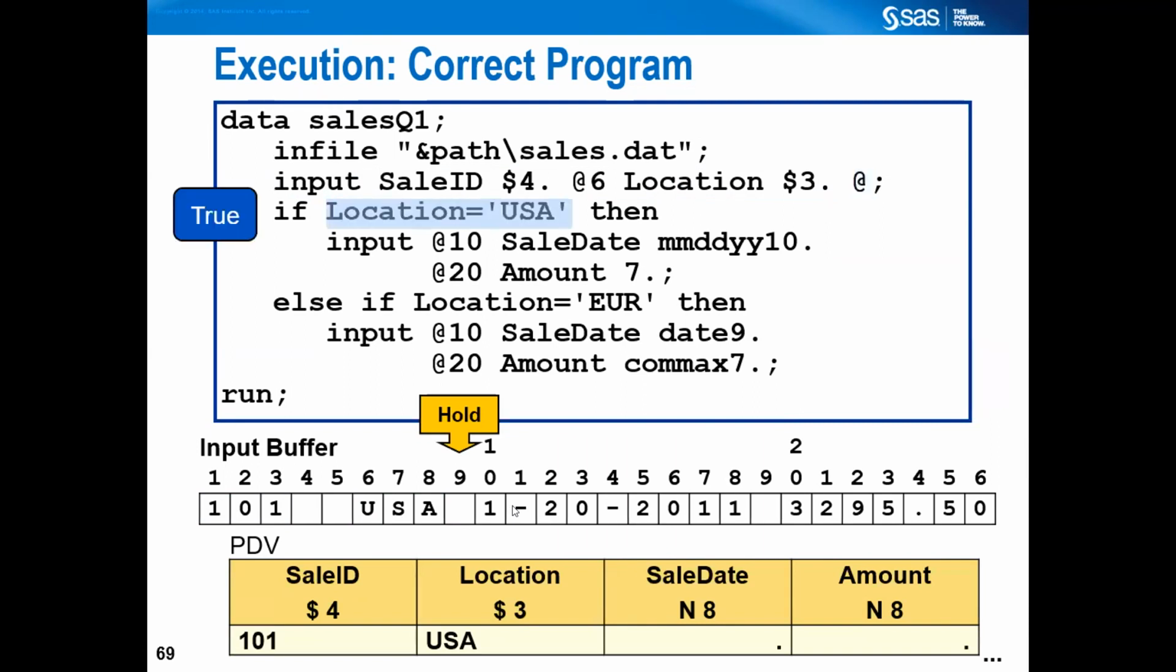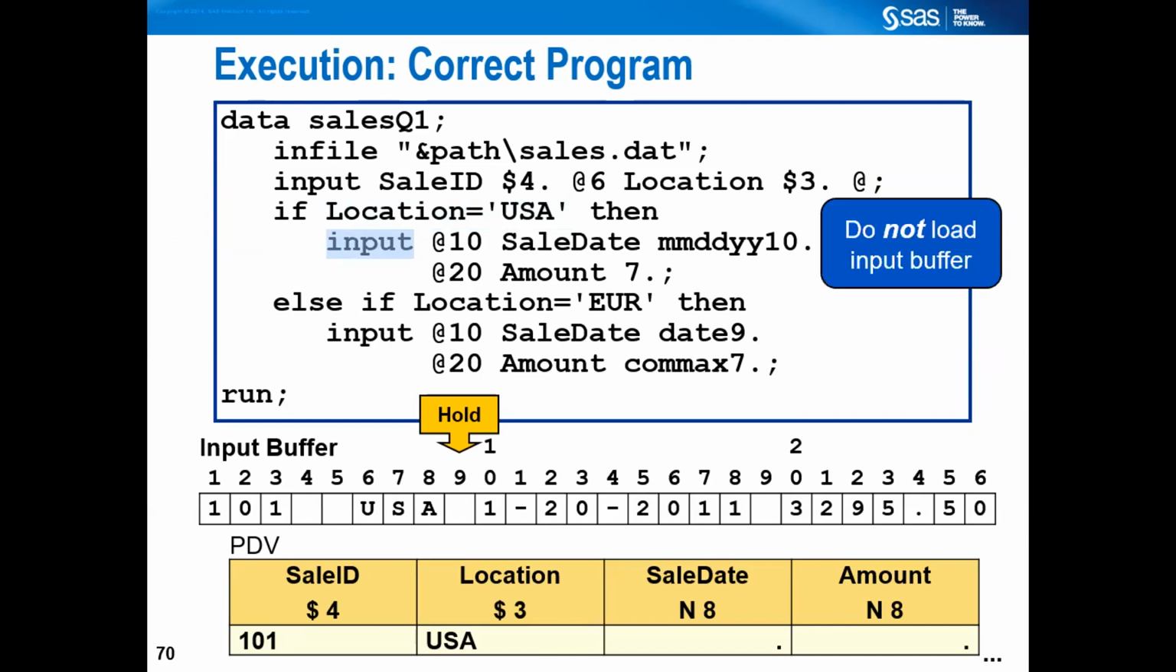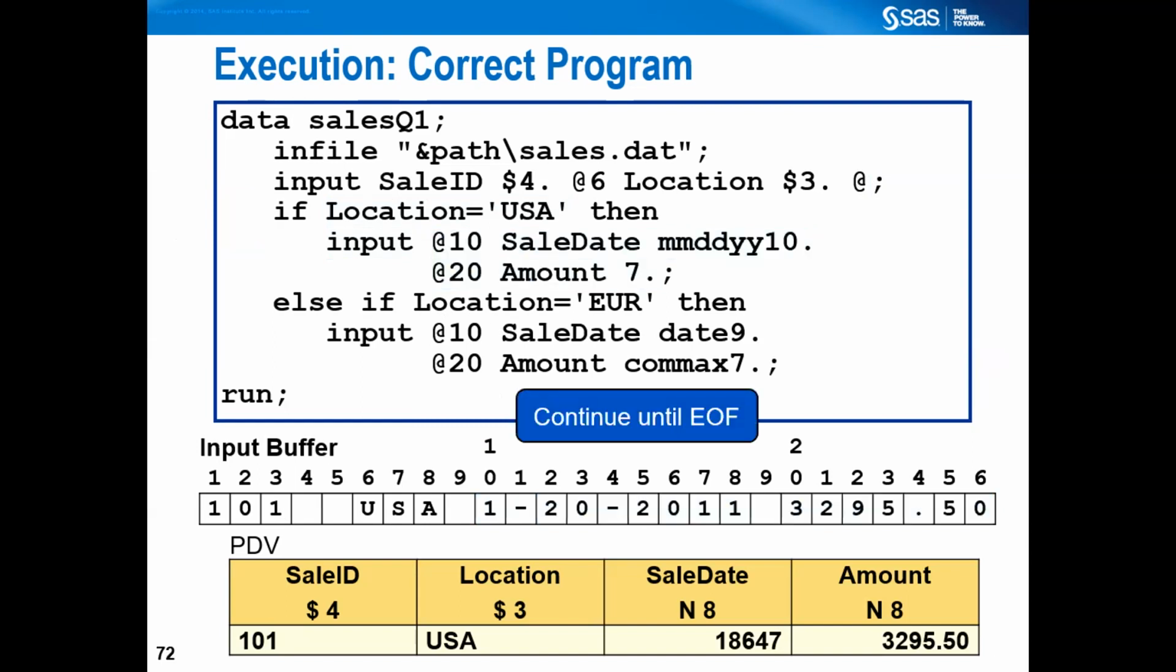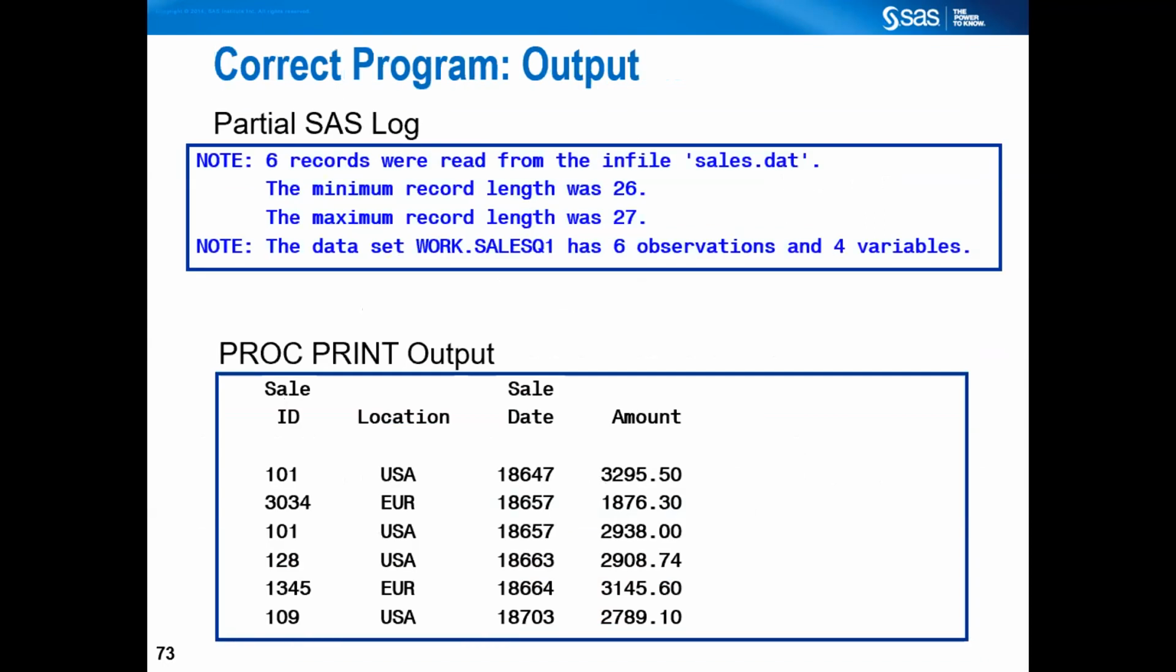So with this condition true, then input. With this input, it is not going to load the input buffer with a new record, because of the single trailing @ it's holding this record. So at the 10th column, sale date and amount are loaded in the PDV appropriately. Now because this condition is false, it will skip this, and with run, implicit output, implicit return, it will go ahead till the end of your file is reached. And this is what you see, all 6 records in your output.